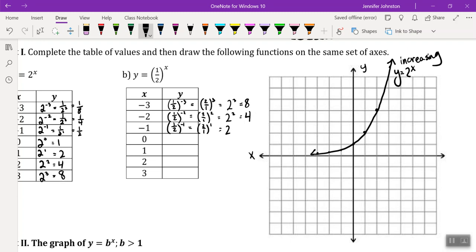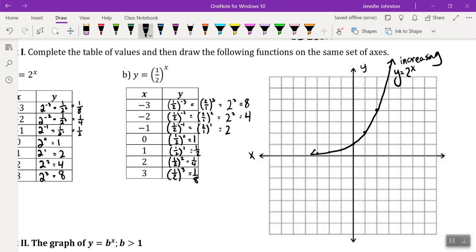8, 4, 2, 8, 4, 2. Yeah, hopefully you're seeing that. This is power 0, this is 1. 1/2 to the power of 1. So hopefully you can go ahead and finish this. Press pause. Right? So we get 1 over 8.